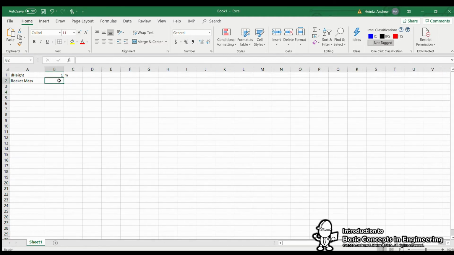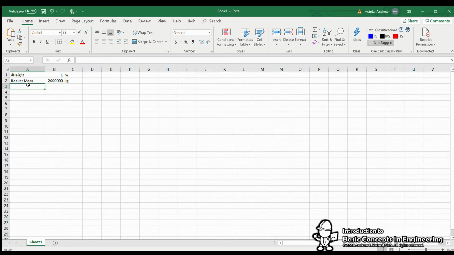Now, the weight value or the mass value that I've decided to use is 2 million. That's 2 million kilograms. The reason is that is roughly the weight, or the mass, I should say, of the space shuttle, the NASA space shuttle. So I figured that was a good starting point.